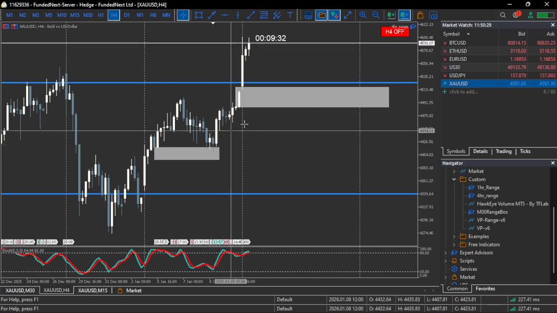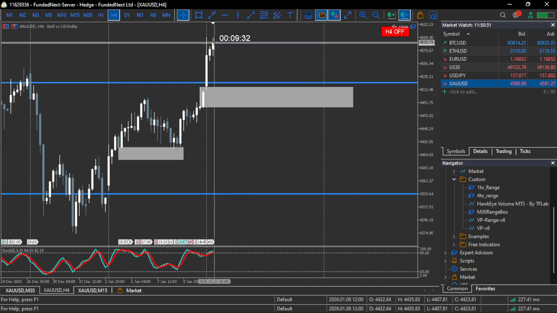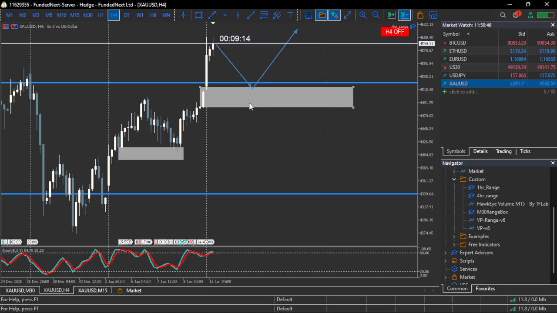But that is fine. I'm going to look for the next entry, which I believe the market is going to make by retracing to this area, right? And after that, it will continue to move up from there. Now, this is one thing that can happen because of market structure, right? That is what market structure is basically telling us.